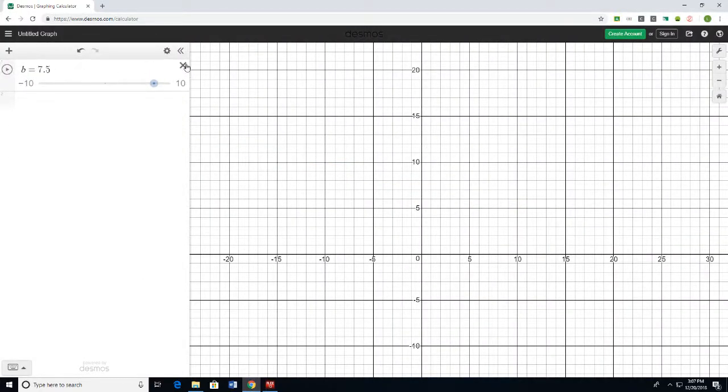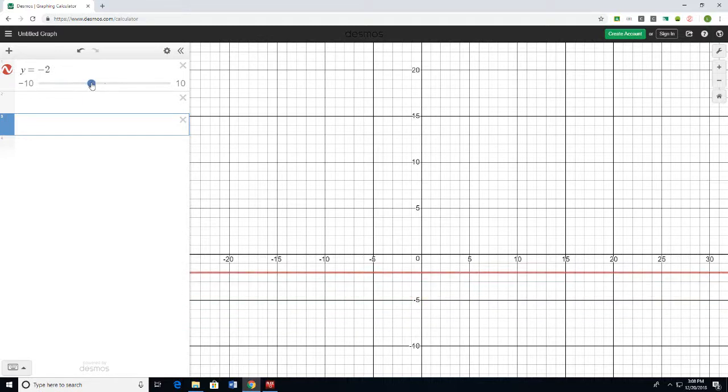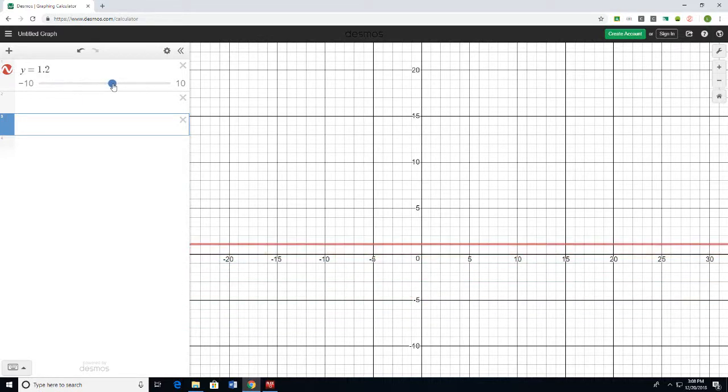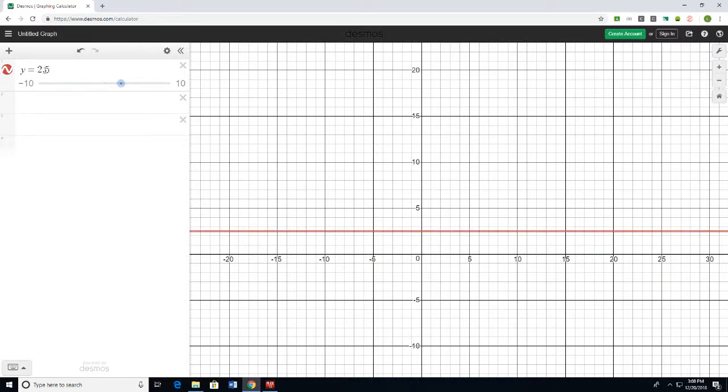So we're going to change this to y equals -7. And so you can see this red line down here is the one that we were given. And if I wanted to have a line that is parallel to that, I can use that slider there. Notice that all of these stay horizontal. We're just changing the value that y equals, or changing the value of the y-intercept.